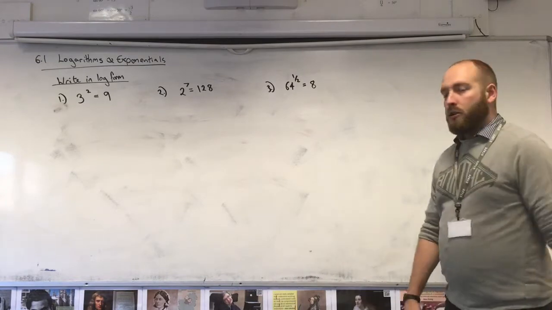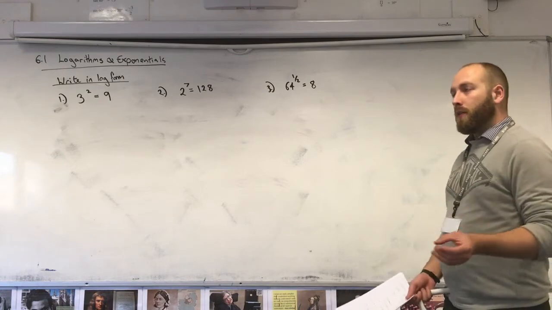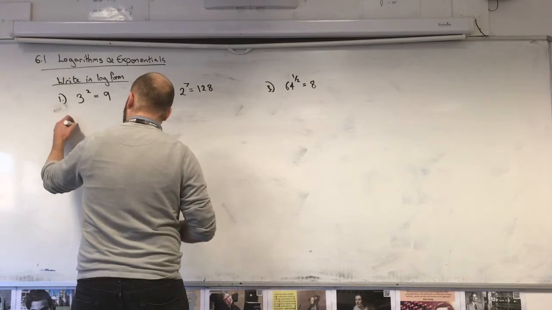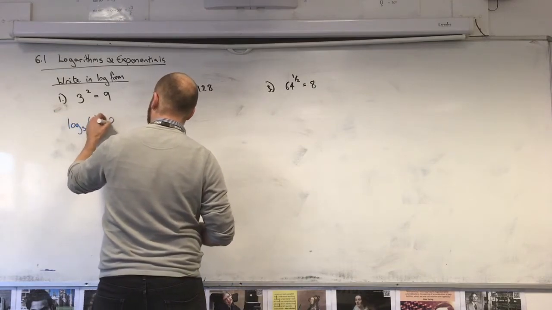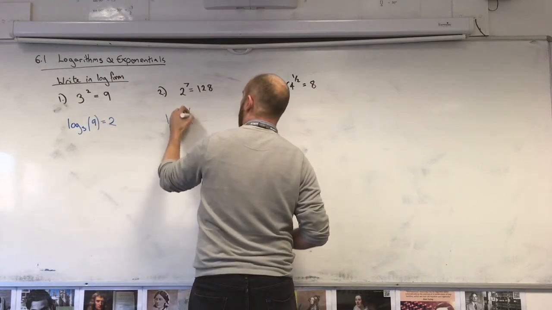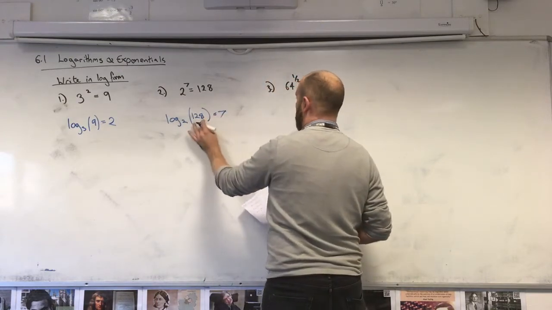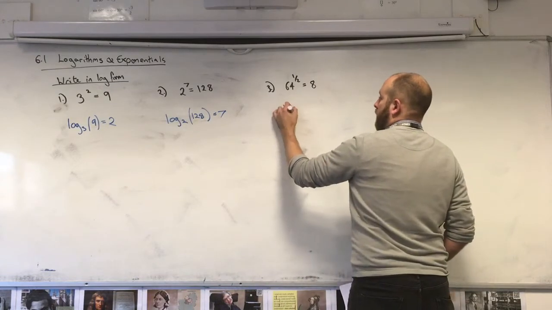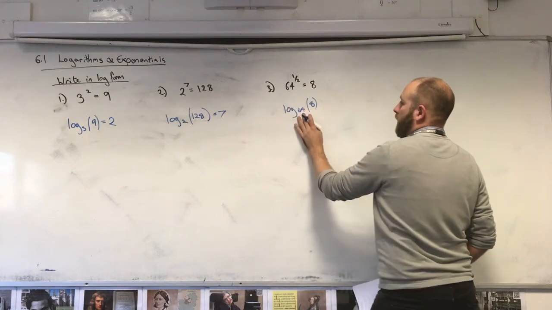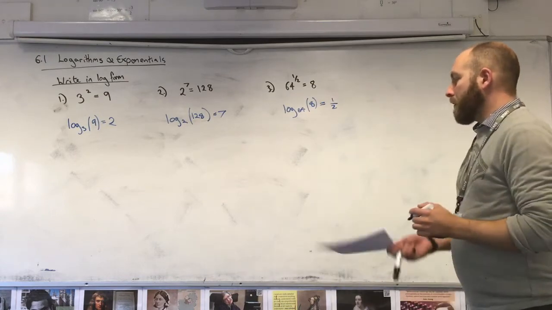Okay, so could you pause the video and try and write these into log form? If you need help, log to base 5 of 25 is 2. So for the first one, we got log to the base 3 of 9 equals 2, so 3 squared is 9. Here we get log to the base 2 of 128, so 2 to the power what is 128? 2 to the power 7 is 128. And here we get log to the base 64 of 8, so 64 to the power what is 8? 64 to the power of a half, the square root, is 8.